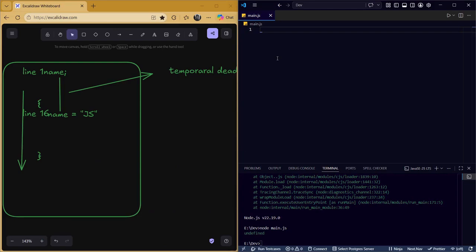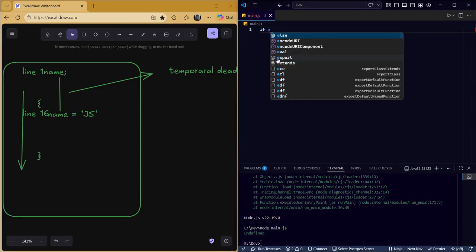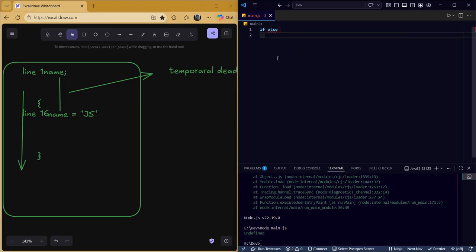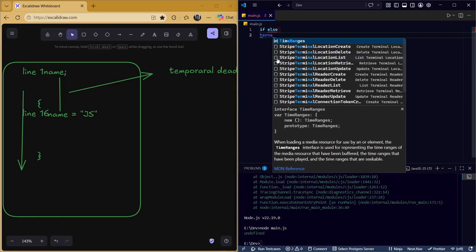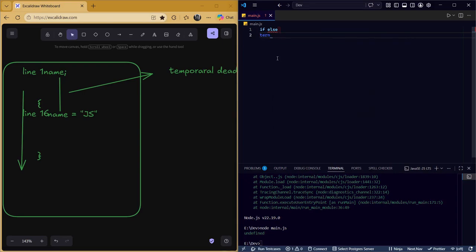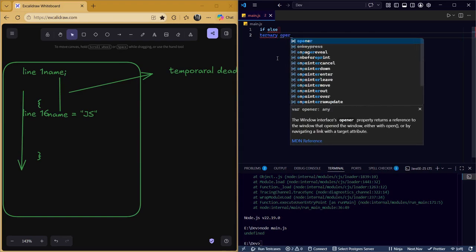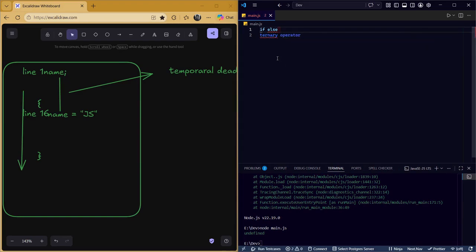Guys, today in this video we will learn about if else that is used in JavaScript, how to use if else, and there is also the ternary operator, which is very important. We will learn about this also. So let's start. So what is if else?